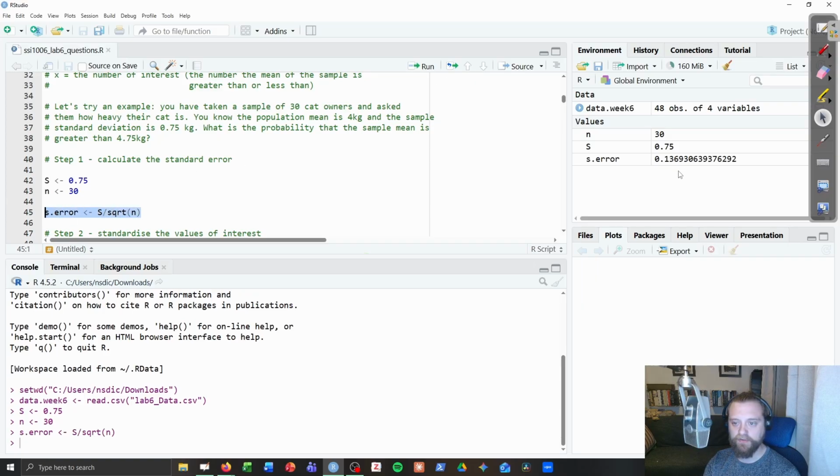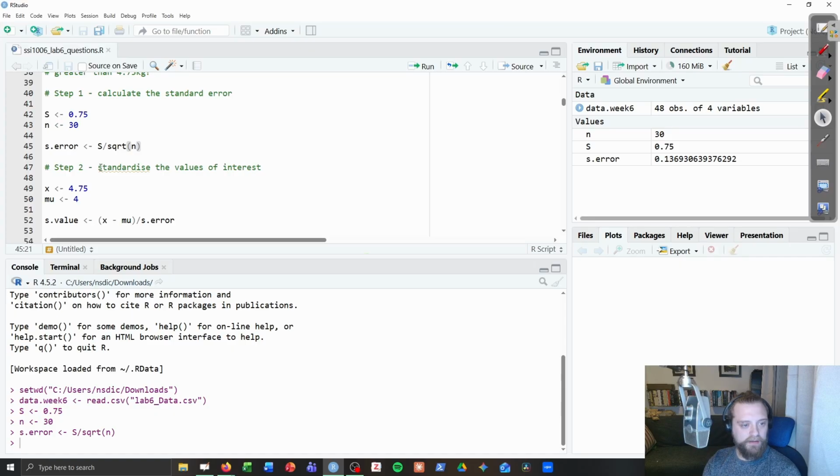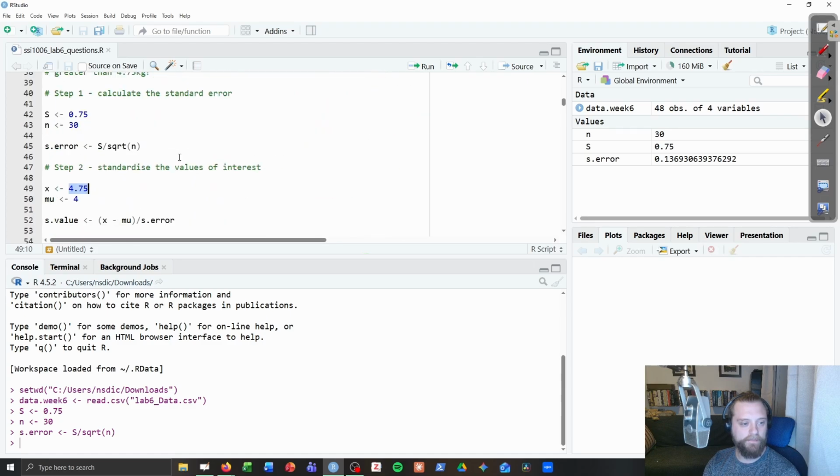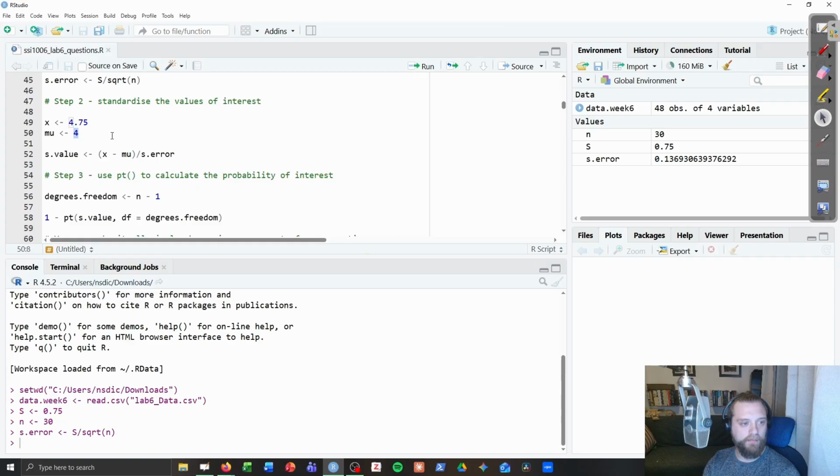Now again, I'm just going to save that as a value, and you can see that the standard error is 1.3 or so, 0.14 if we round that up. What we then do is standardize the value of interest. So here's our value of interest. It's the 4.75 that we got from here. And our mean, of course, is 4.